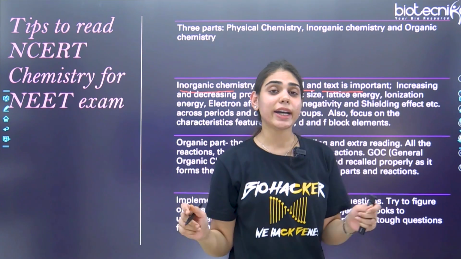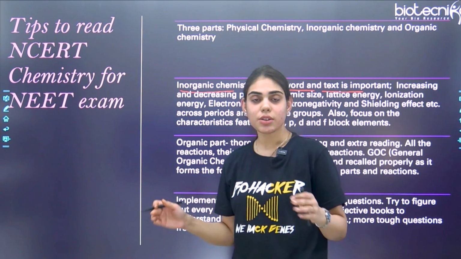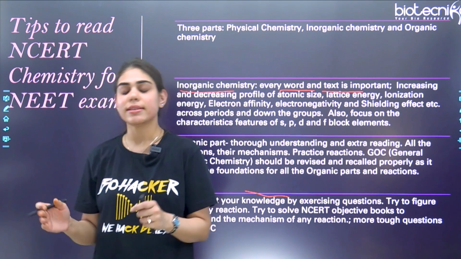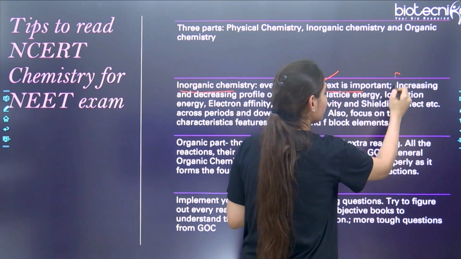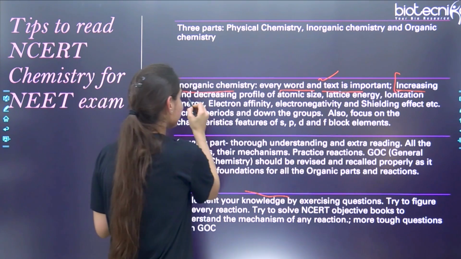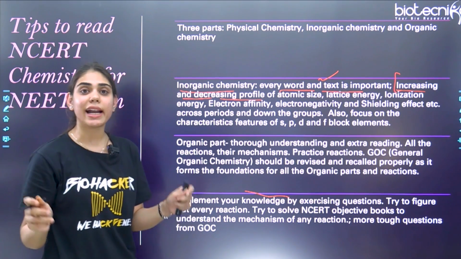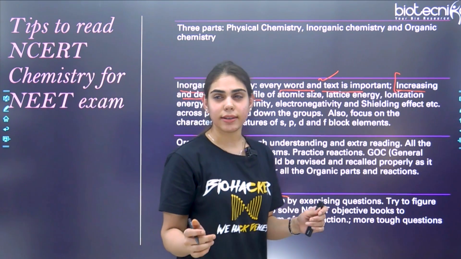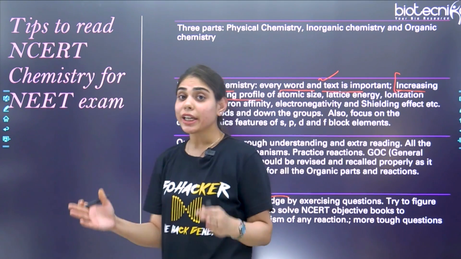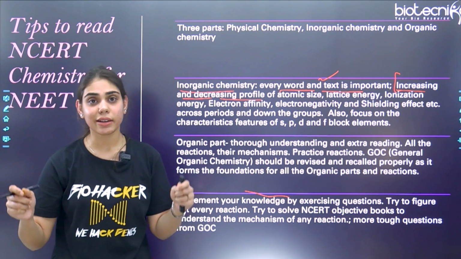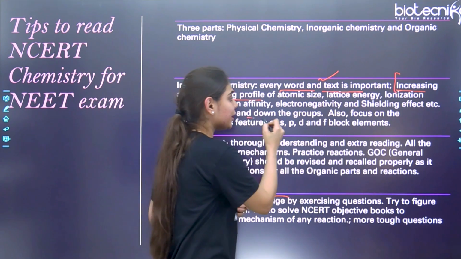When I'm saying every word and text is important, it means I'm signifying NCERT. So here also, you have to study NCERT first. And once you are done with your NCERT, here what you have to do, you have to learn about the increasing and decreasing profile of atomic size. What is lattice energy, ionization energy, what is electron affinity, electronegativity. In all of these you have to study the increasing and decreasing profile, that is across the period and also down the group.